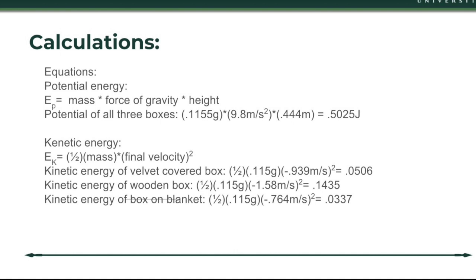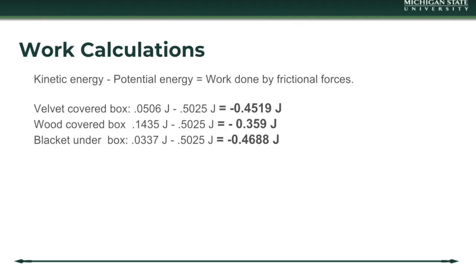In order to calculate work, we subtracted the kinetic energy from the potential energy. This gave us the work done by the frictional forces. The blanket under the box had the most work done on the box, while the wood-covered box had the least amount of work done on the box.